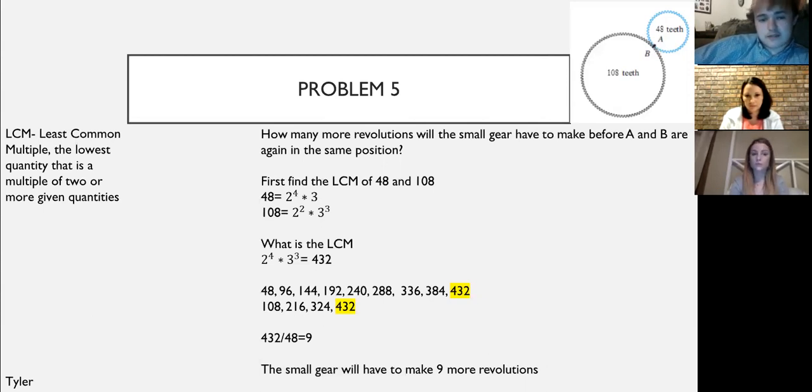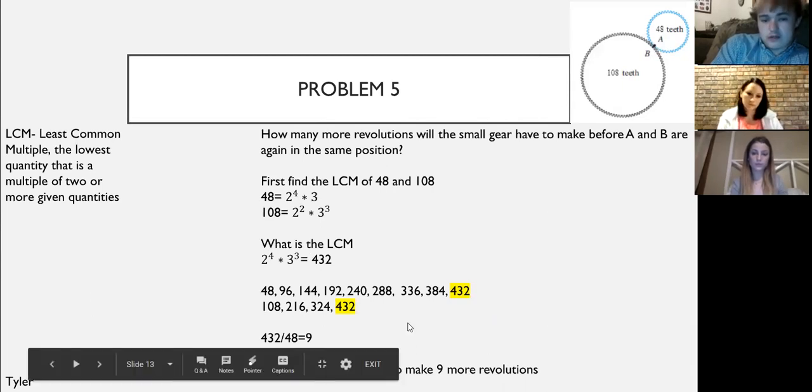The easy way is the first step that I've drawn out here. We have the complete factorization of 48 and 108. 48 is 2 to the 4th times 3, and 108 is 2 to the 2nd times 3 to the 3rd. And what we do is we take each prime with the highest exponent and multiply them together. So 2 to the 4th and 3 to the 3rd would be 432. That gets us our least common multiple.